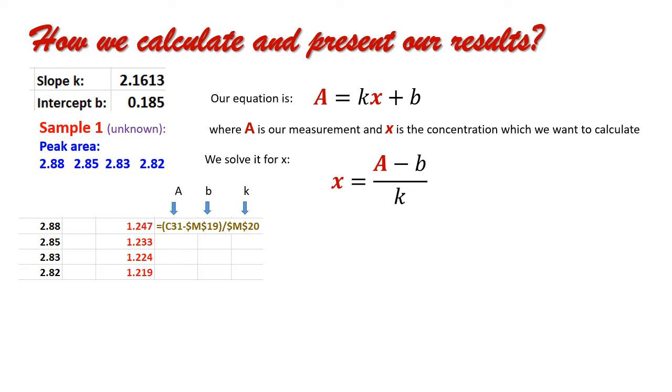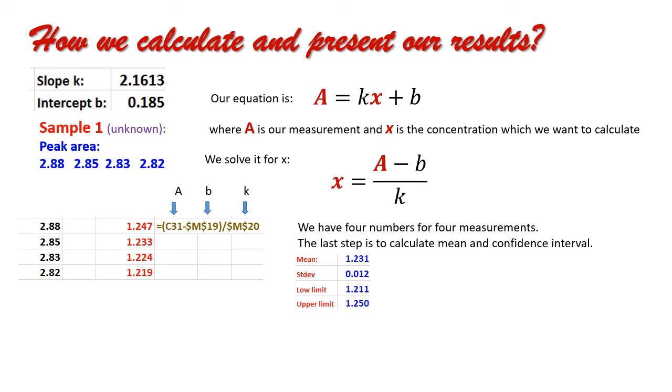It's a very easy formula in Excel. A minus B divided by K. And do it 4 times, exactly identical. As you can see, we have 4 slightly different numbers. After that, we calculate mean, standard deviation, and lower and upper limit of confidence interval, exactly as we did for usual data.